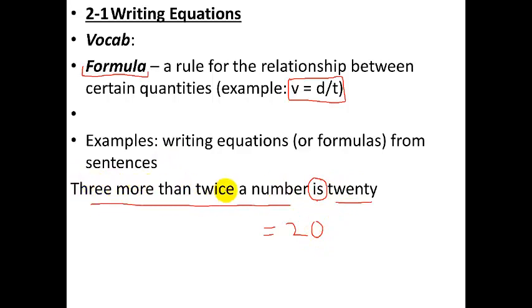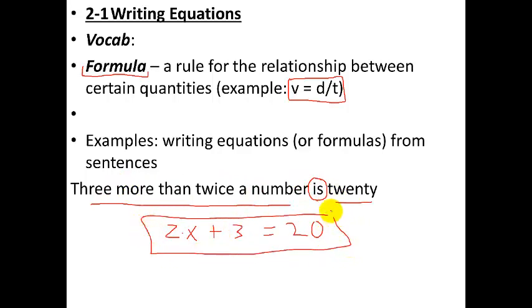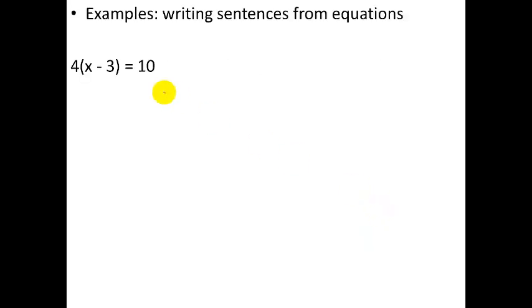Now let's look at the left-hand side. 3 more than twice a number. Twice a number would be 2 times the number, 2x, and then 3 more than that would be plus 3. So twice a number plus 3, or 3 more than twice a number, equals 20. This is the equation which is represented by this sentence. Okay, let's do one more.